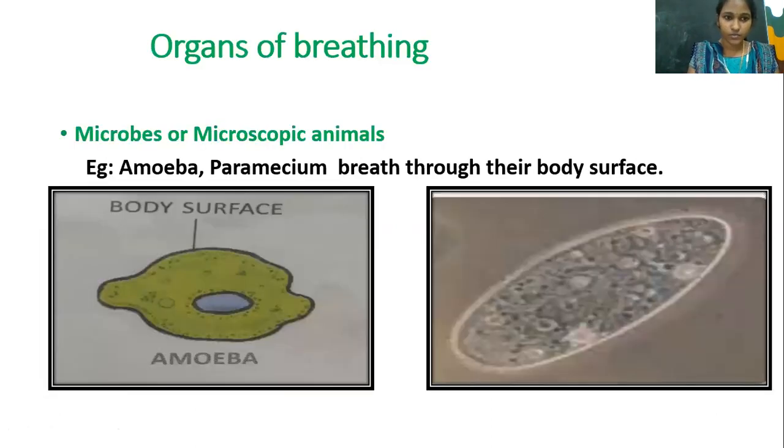Next, organs of breathing. Here are some examples of animals and their organs of breathing. First one, microbes or microscopic animals. What are microbes or microscopic animals? Microbes or microscopic animals are small animals we can't see with our naked eye.